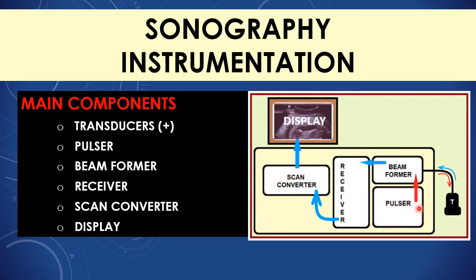As you see here, I put some arrows. The red arrow is the electric voltage that's delivered from the pulsar to the beamformer through the cord down to the transducer. And then I have put here the blue arrows. These are representing the electric voltages that are formed here in the transducer and are going back to the beamformer, to the receiver, scan converter, and to the display. So this is like a short example of what we should discuss.